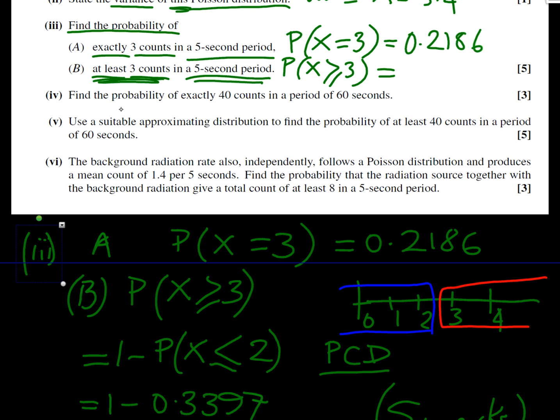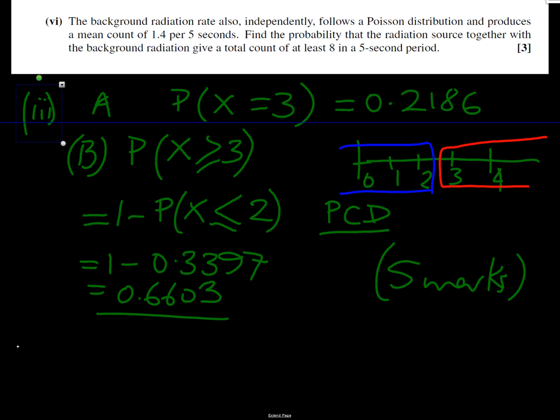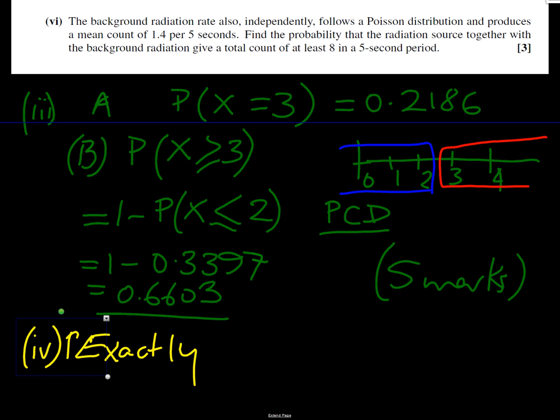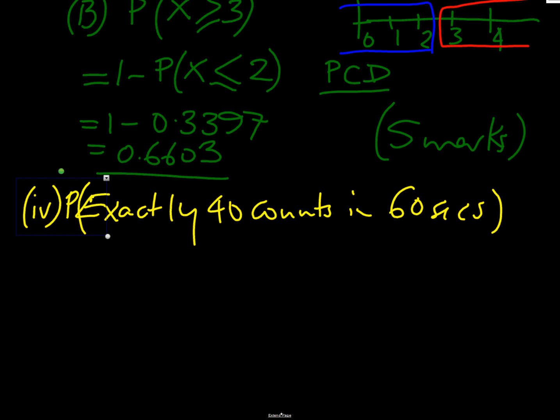Let's go to yellow. Right, find the probability of exactly 40 counts in a period of 60 seconds. This is the first sort of question they ask us, and they change the time period. So now we're looking for exactly 40 counts in 60 seconds. So we've got to change our time period here, so let's do that first.